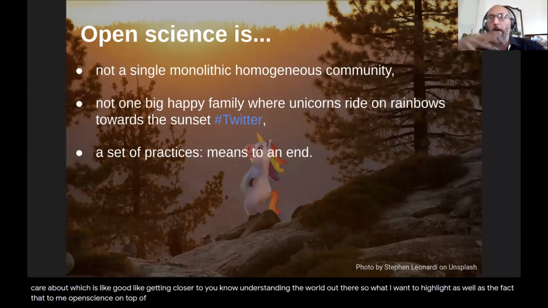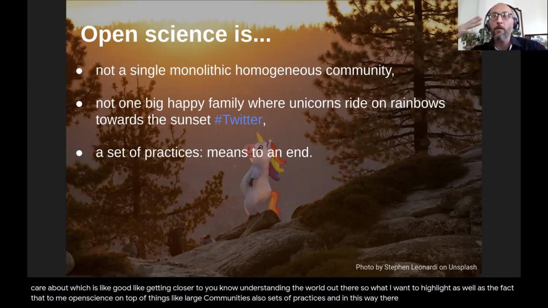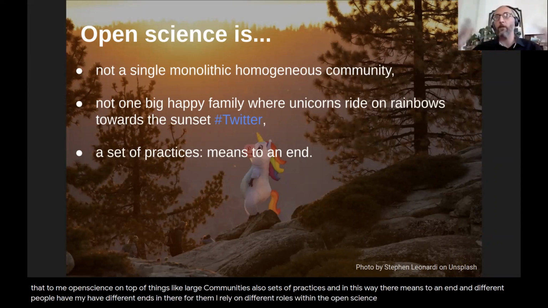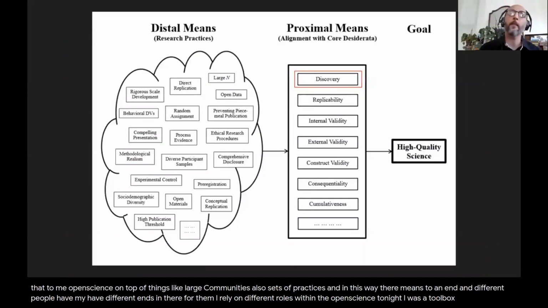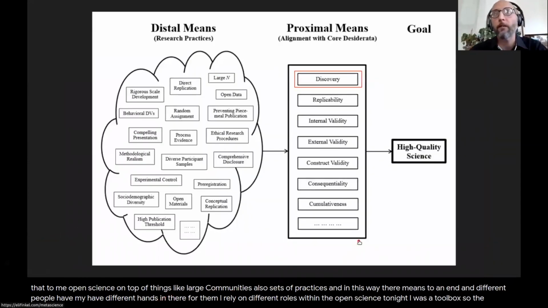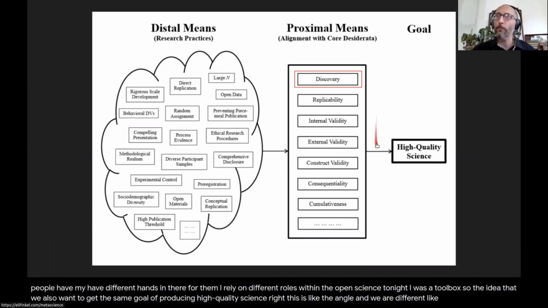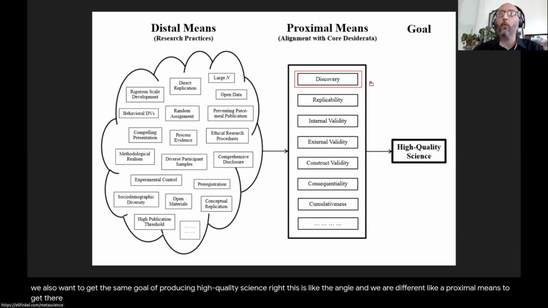So what I want to highlight as well is the fact that, to me, open science, on top of being this large community, is also a set of practices. And in this way, they are means to an end, and different people might have different ends, and therefore they might rely on different tools within the open science toolbox. So the idea is that we all want to get to the same goal of producing high quality science. This is the end goal. And we have different proximal means to get there. And you might want to put the emphasis on some over others.